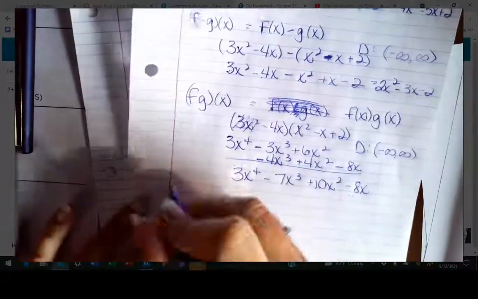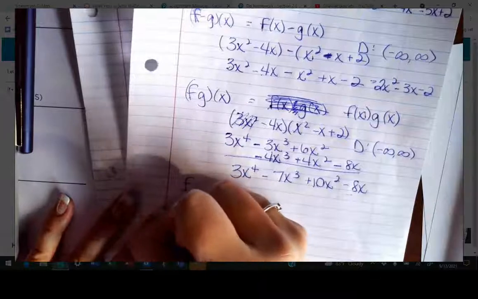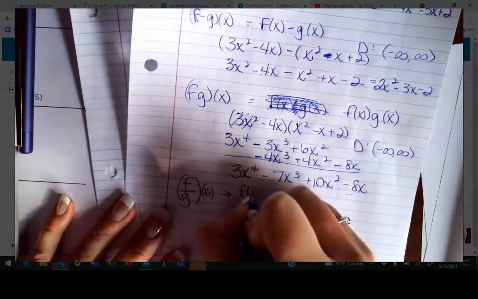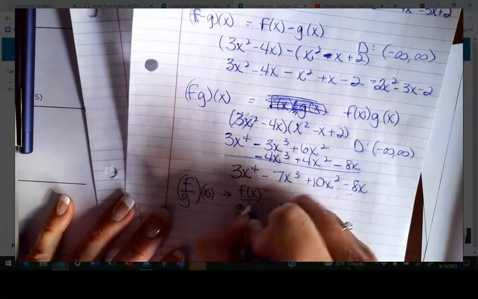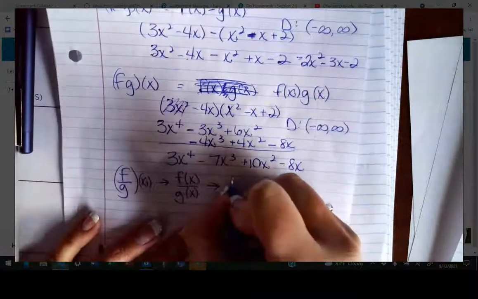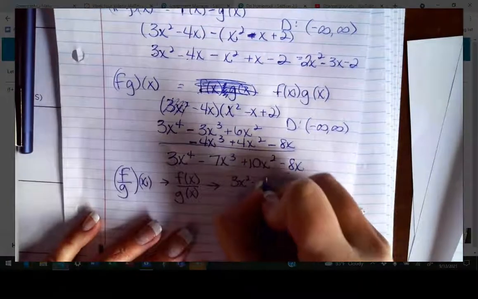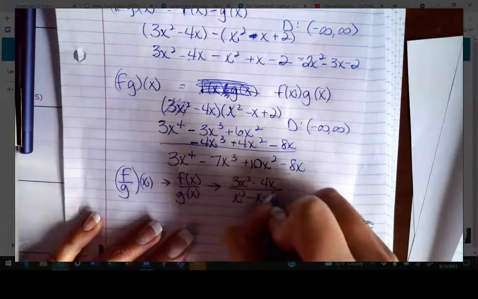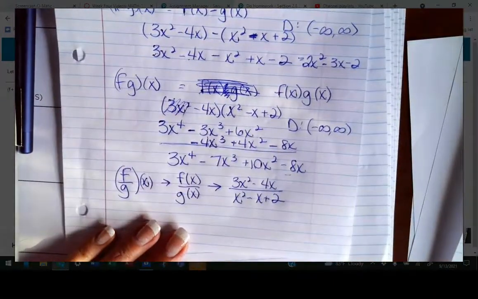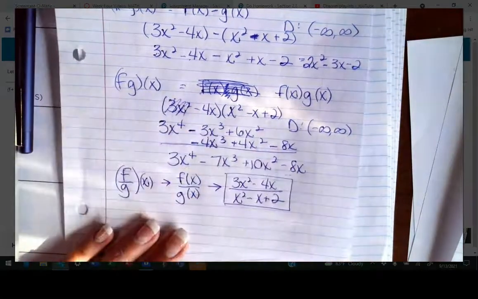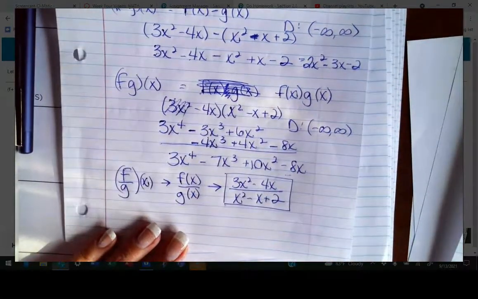And then finally what we're going to do is f over g at x, which is f of x over g of x. So what is f of x? f of x is 3x squared minus 4x. g of x is x squared minus x plus 2. And I'm not going to reduce that, so that's your answer. Okay, so what's your domain? My domain is all real numbers unless I see variables in denominators.